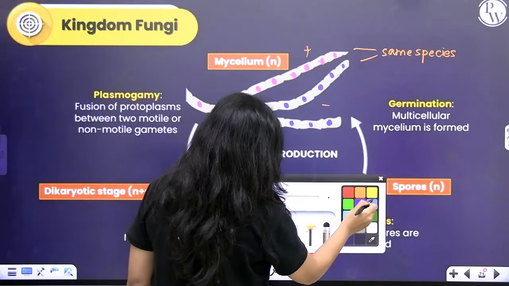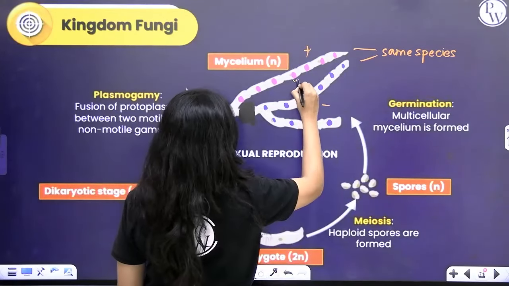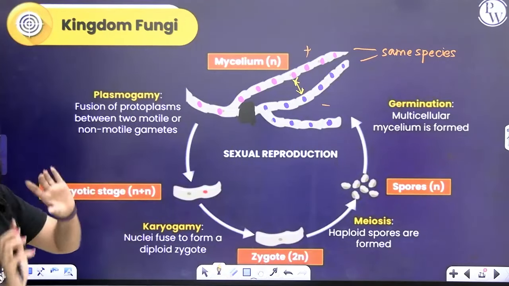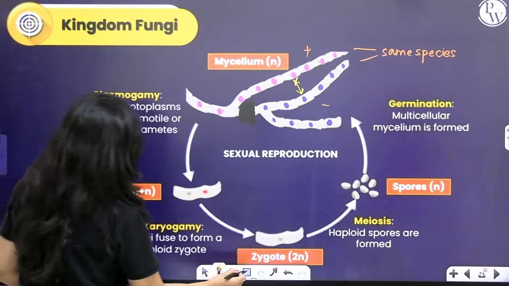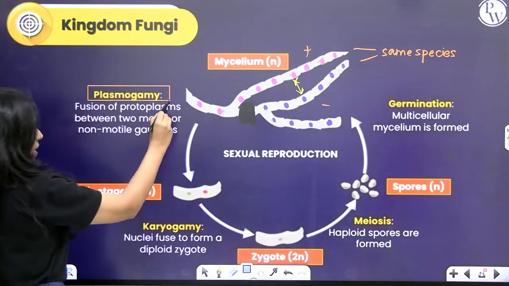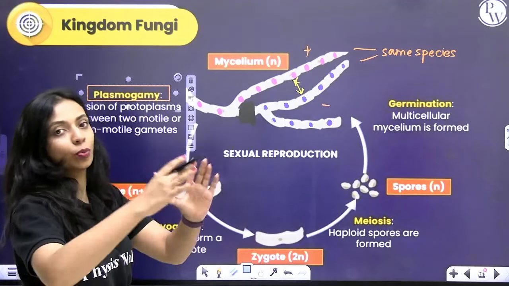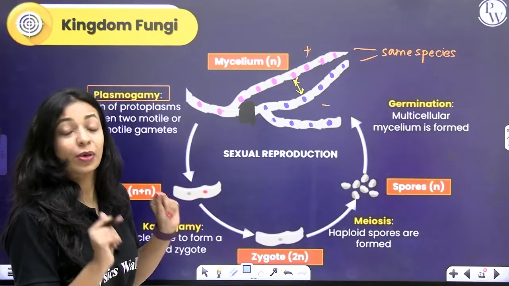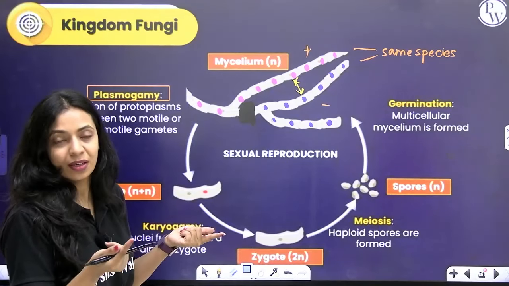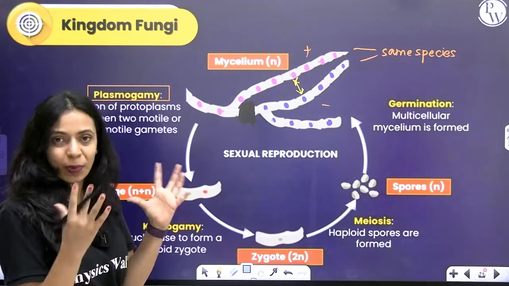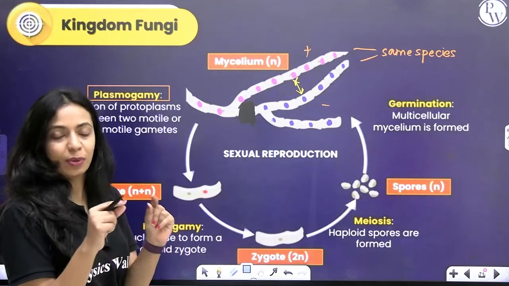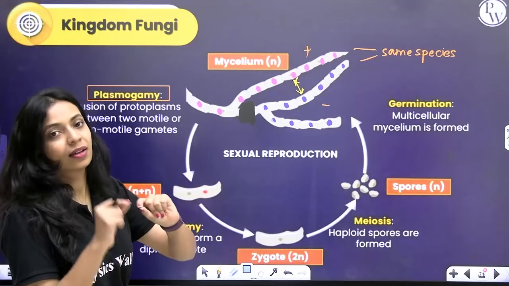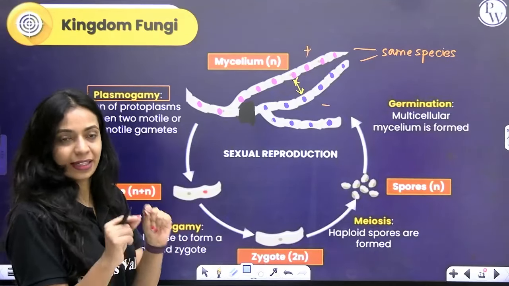Let's say this cell right here and this cell, they will fuse. 2 cells of opposite mating types fuse. The process is called plasmogamy. When they first fuse, only the protoplasm will fuse. The fusion of protoplasm is called plasmogamy. What is a consequence of plasmogamy? Within the same cell, the protoplasm would have fused, but the nuclei will be separate. Within the same cell, you will have 2 nuclei, one pink, one blue, 2 nuclei of opposite mating types.